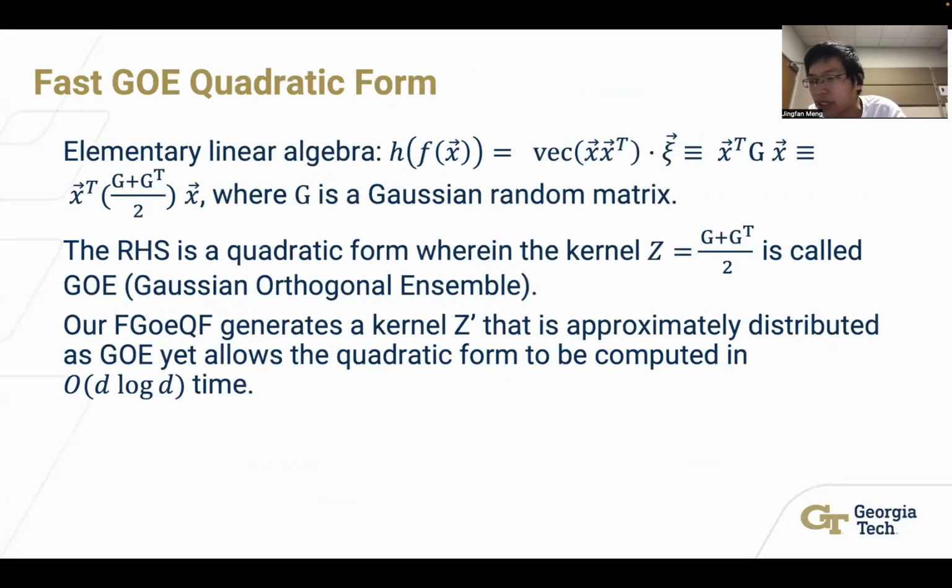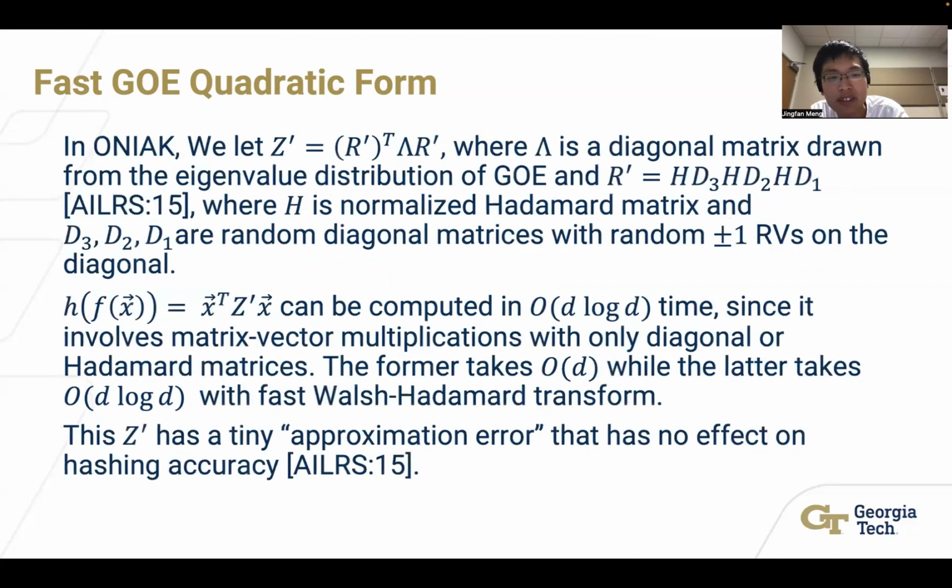How do we do this? The first step is we do some elementary equivalent transformation, and we reduce this hash value of this Fx into a quadratic form whose kernel is a Gaussian orthogonal ensemble. This is G plus G transpose divided by 2. Our idea is to generate another kernel that has approximately the same distribution, but we can compute the value very fast.